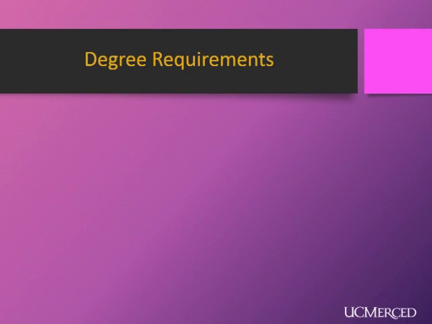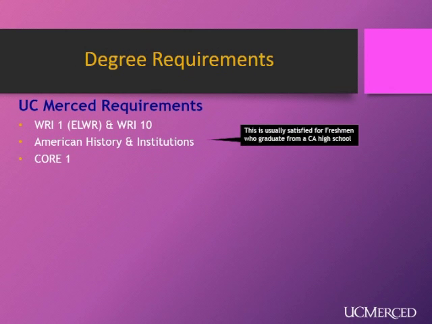These are degree requirements you will need to fulfill in order to graduate. USMSD set requirements are courses all students have to take. For example, you need to complete Writing 1 and Writing 10. You also need American History and Institutions. However, this is usually satisfied if students graduated from a high school in the state of California. You will also need to take Core 1. Note that before taking Core 1, you will need to complete the Writing 1 prerequisite.